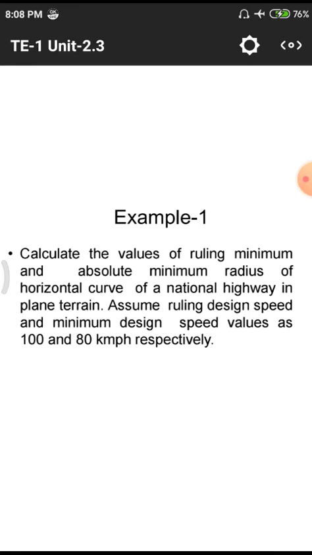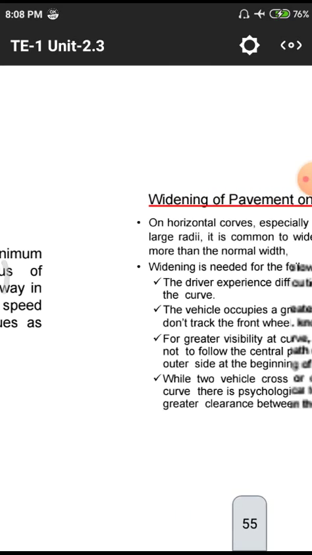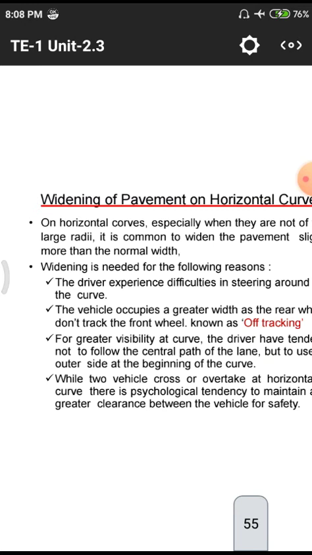80 kmph, 100 kilometers, both 80 kmph. What is the ruling terrain we have? At 100 kilometers, what are the ruling terrains we need? In one class, I will explain for each and every value how we have to calculate, with some examples taken from the textbook and other university papers also.